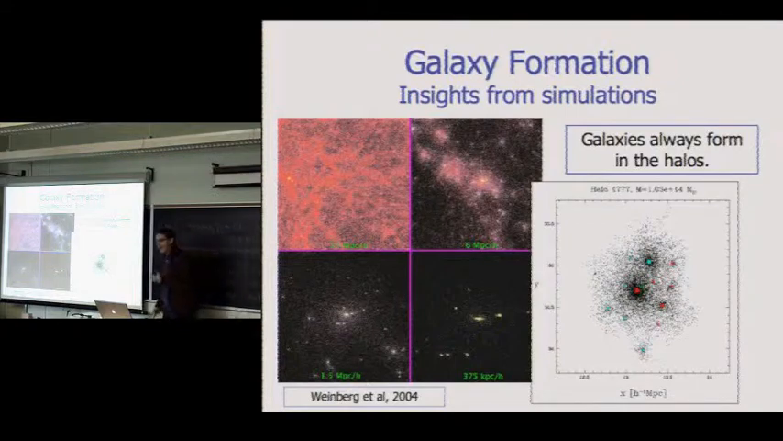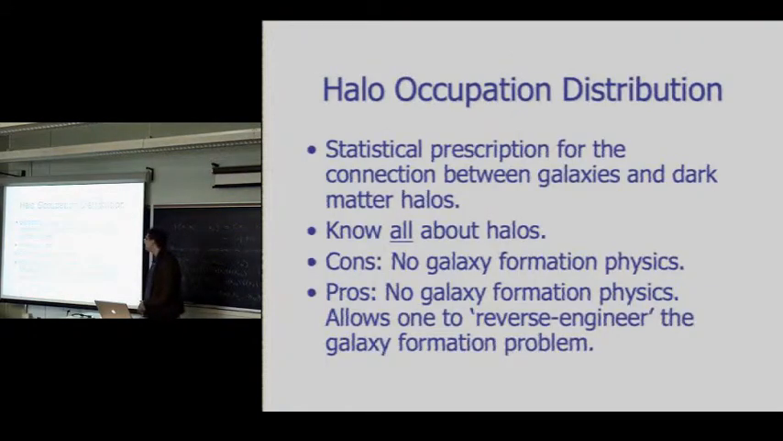But the idea that galaxies always form inside of the halos actually has far-reaching implications about how we can model galaxy bias itself. Which brings me to the halo occupation distribution. I'm sure you have all heard this acronym now, HOD. Well, I'm going to have to give a little review on what this actually is. It is a statistical prescription for the connection between galaxies and dark matter halos. It essentially takes the problem of galaxy bias and pushes it off of the galaxies and onto the halos.